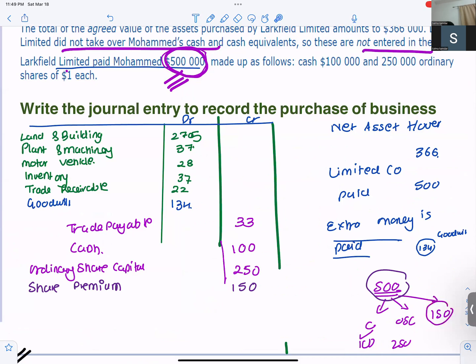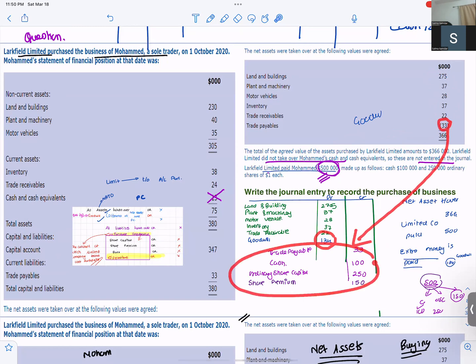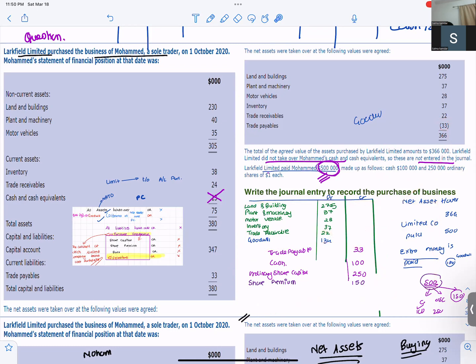Now I have to pass the journal entry to record purchase consideration. All assets taken over are debited. Assets taken over are 366,000 and purchase consideration is 500,000. When I compare the assets taken over with purchase consideration, what I get is goodwill. So the goodwill is 134,000. All liabilities taken over are credited, and purchase consideration is credited. And this becomes the journal entry for purchasing the business. I hope this is very, very clear.